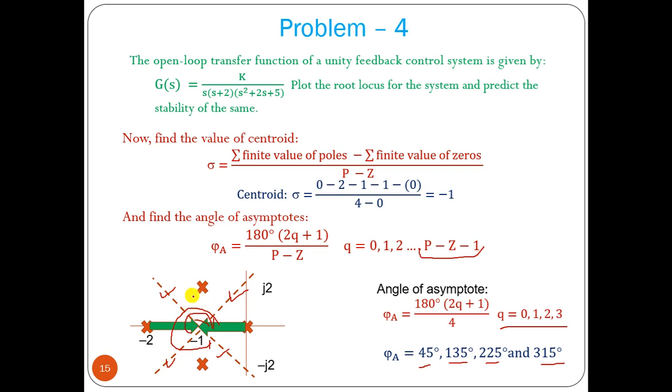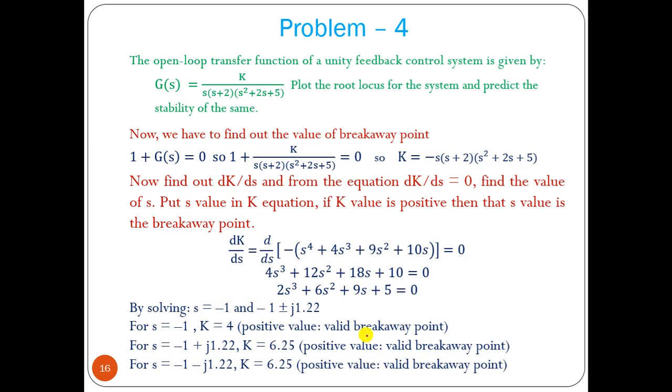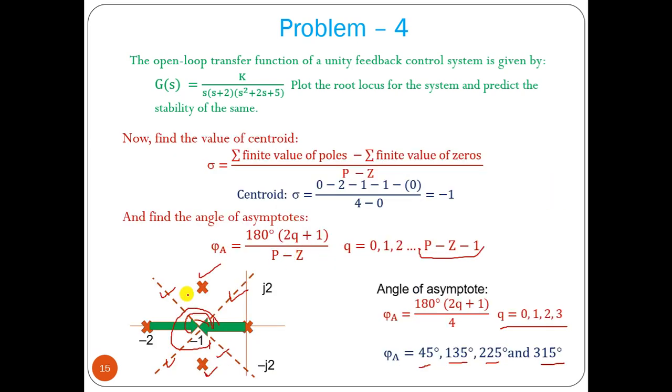Now what happens? What should be the breakaway point? From which point should those poles break away and approach infinity? So we have to find the breakaway point. Then we have to find the angle of departure of these two poles, and we require the intersection point with the imaginary axis. All these points we have to find. Now let us concentrate on the breakaway point.